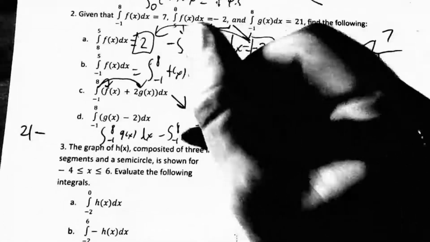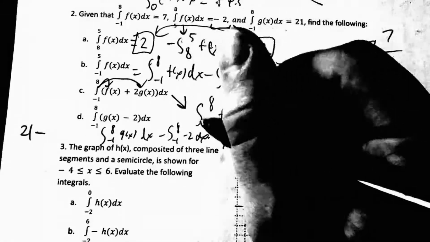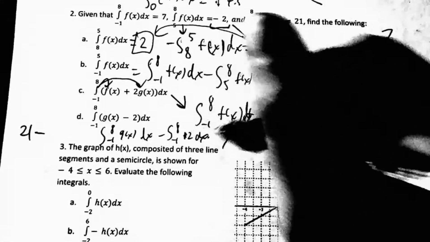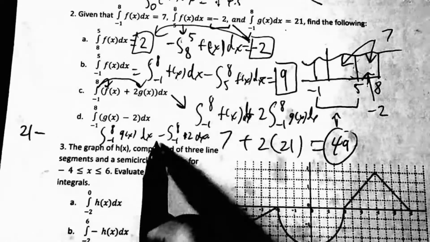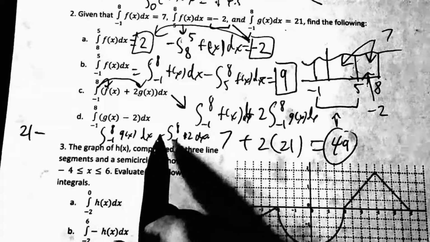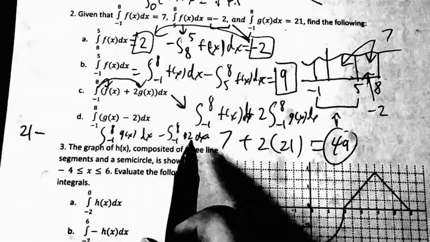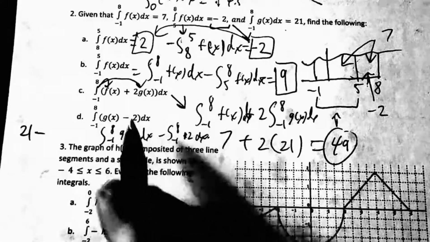I'm actually doing a double negative right here, and I don't want to do that. So this is going to be a regular plus in front of the 2. I already have my minus, and I don't want a double minus. So minus the integral from negative 1 to 8 of 2 dx is what this is saying.